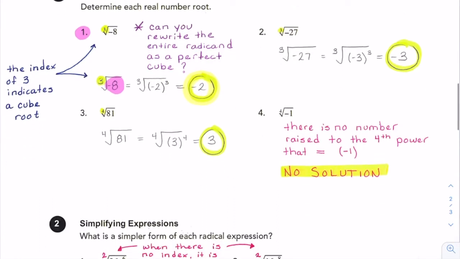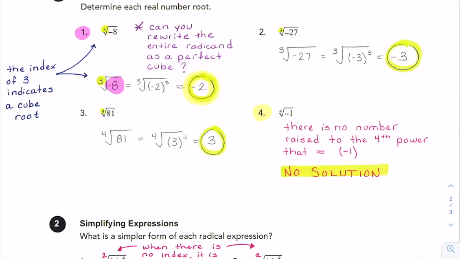If you have an odd index, you can have negative numbers underneath the radicand, like number 1 or number 2 here. But if you have an even index, like number 3, the index on number 3 is 4. If you have an even index, you cannot have a negative number underneath the radical sign. It never works out. And the reason for that is, take a look at number 4.